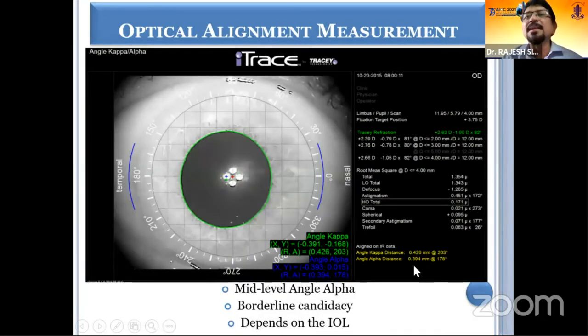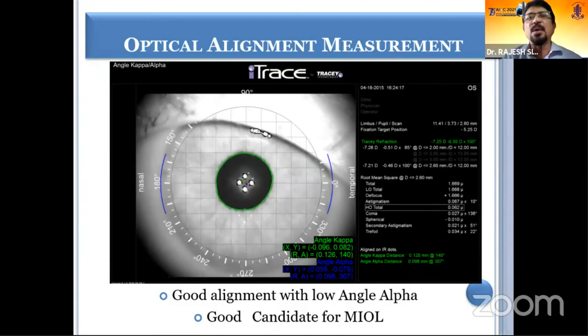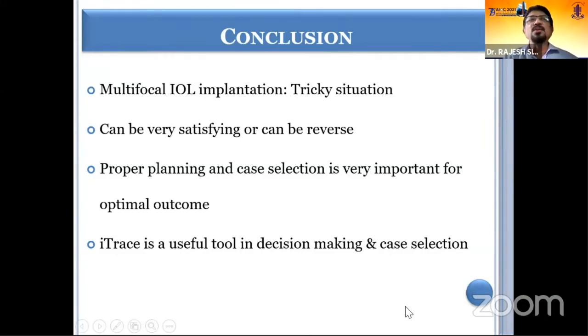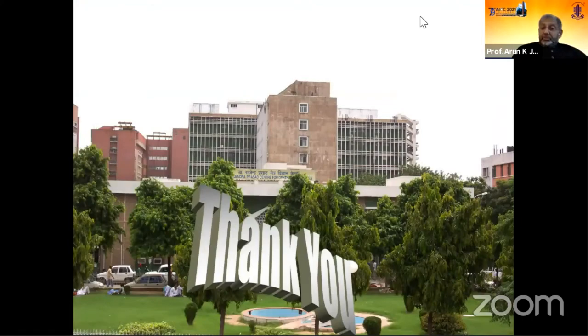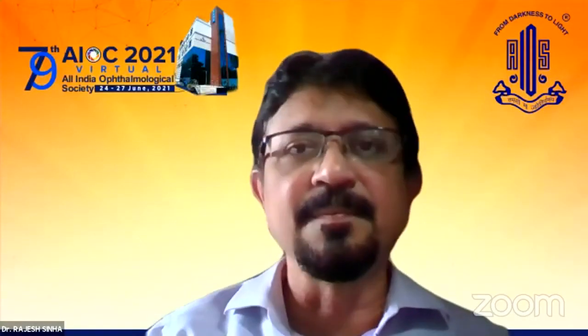This is a borderline one. Angle alpha distance is 0.426. So you have to select that specific IOL. It is a gray area wherein you have to select the IOL. And if the angle alpha is 0.098 here, which is almost coinciding with the visual axis, it's a good candidate for multifocal IOL. So in conclusion, multifocal IOL implantation is a tricky situation; it can be very satisfying, or it can be reversed and the patient can be very unhappy. So proper planning and case selection is important, and iTrace is a useful tool in planning and case selection for cases of multifocal IOL. Thank you very much once again for your patient listening.